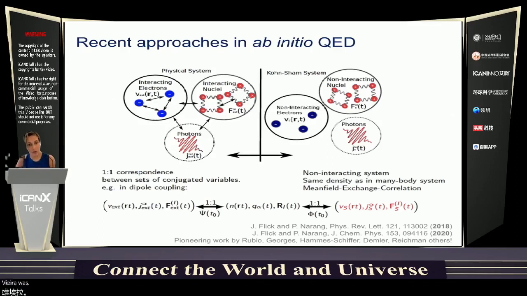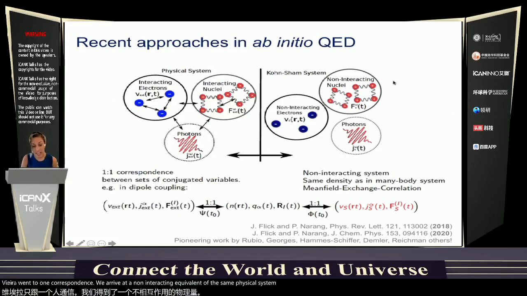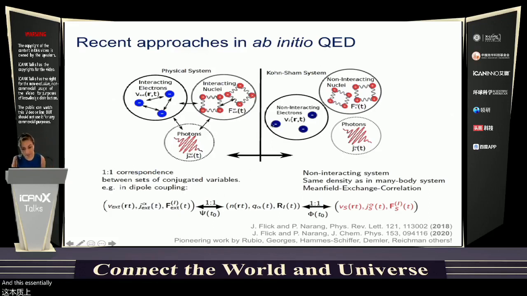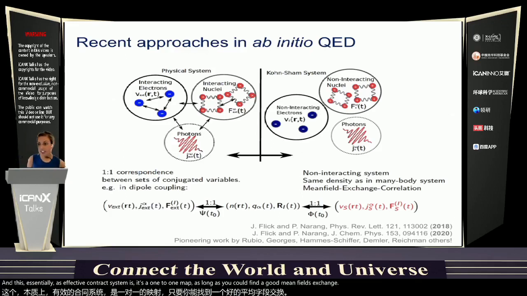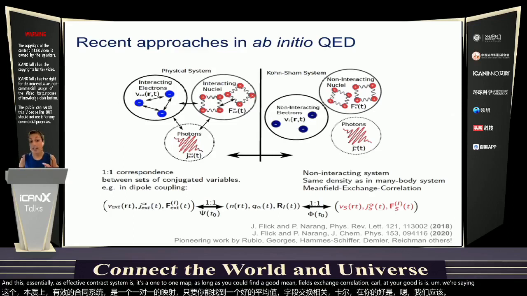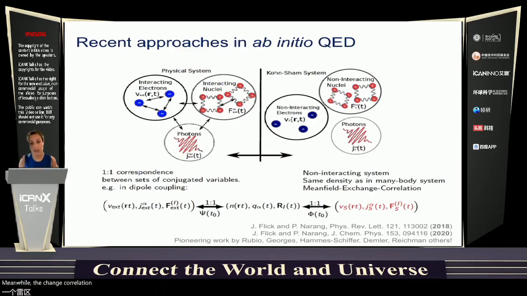Via a one-to-one correspondence, we arrive at a non-interacting equivalent of the same physical system. And this effective Kohn-Sham system is a one-to-one map as long as you can find a good mean field exchange correlation kernel. And here, good is a way of saying a mean field exchange correlation kernel that captures some of the behaviors of the physical system that you might expect.